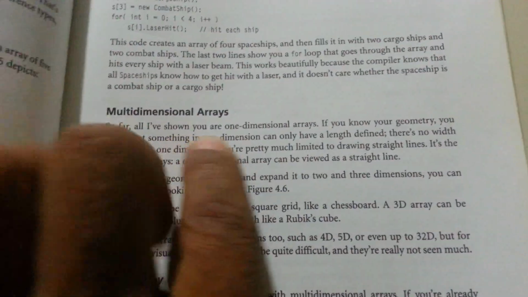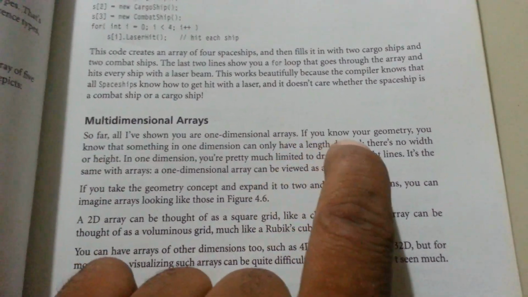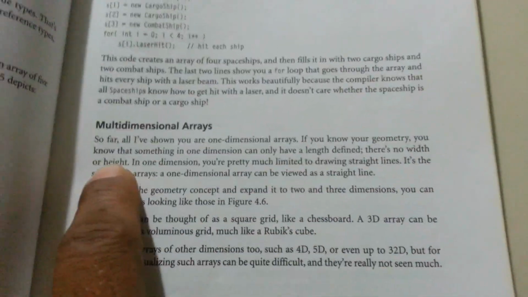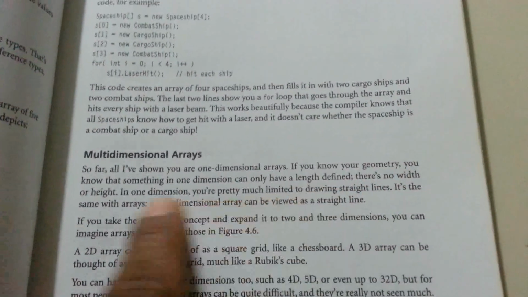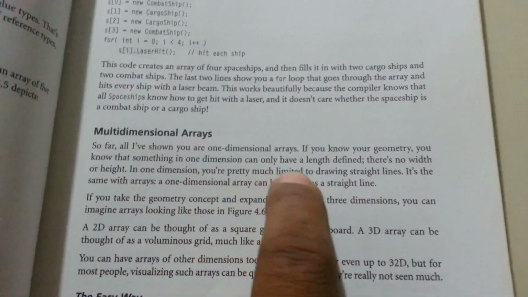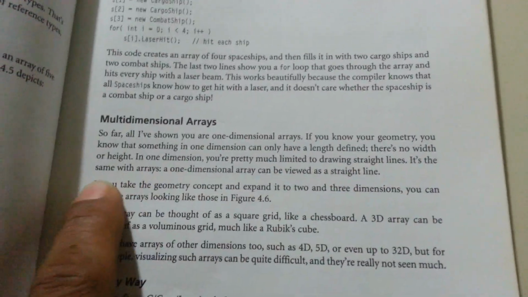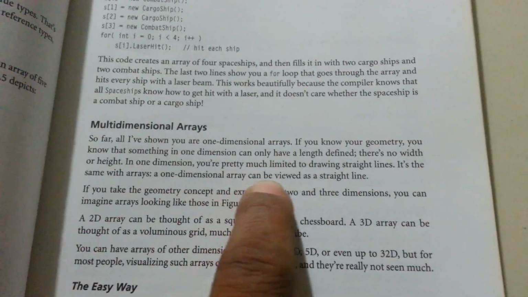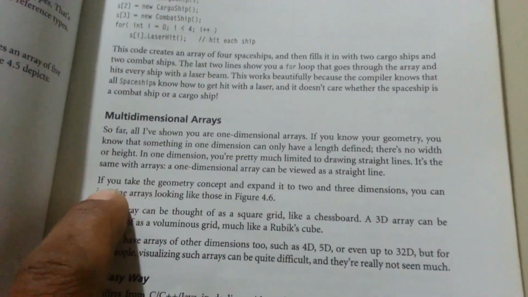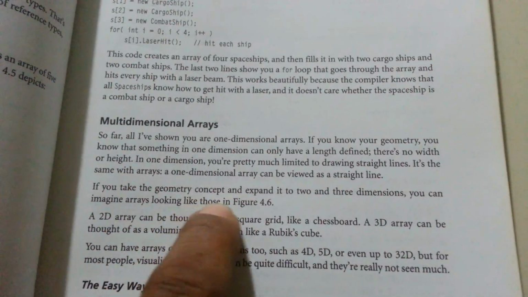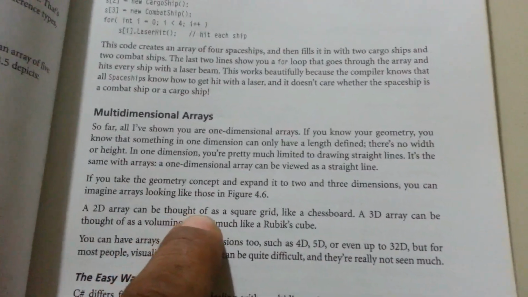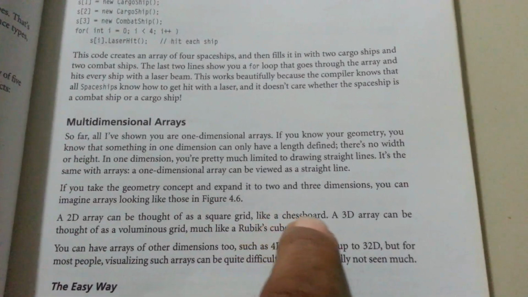So far, all we've shown are one-dimensional arrays. If you know your geometry, you know that something in one dimension can only have a length defined. There's no width or height. In one dimension, you're pretty much limited to drawing straight lines. It's the same thing with arrays. A one-dimensional array can be viewed as a straight line. If you take the geometry concept and expand it to 2 and 3 dimensions, you can imagine arrays looking like those in figure 4.6. A 2D array can be thought of as a square grid like a chessboard.